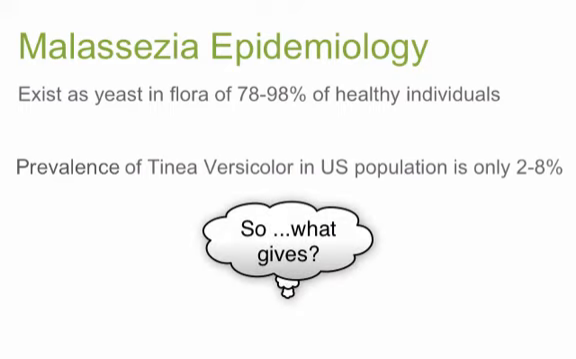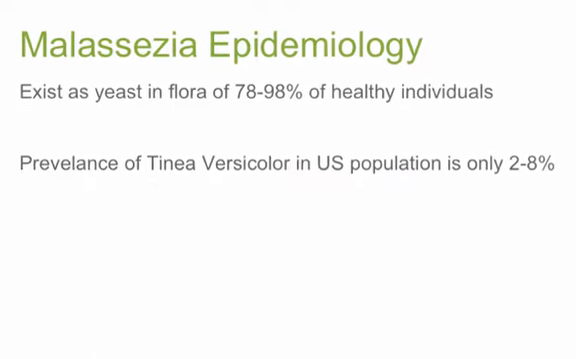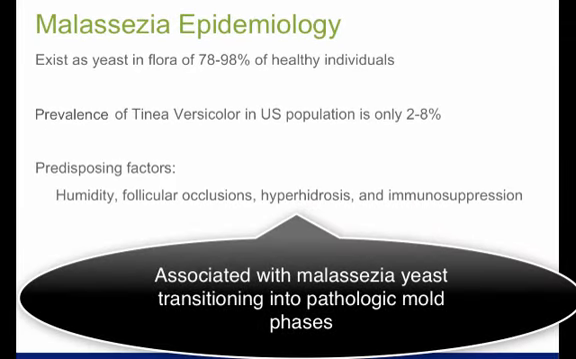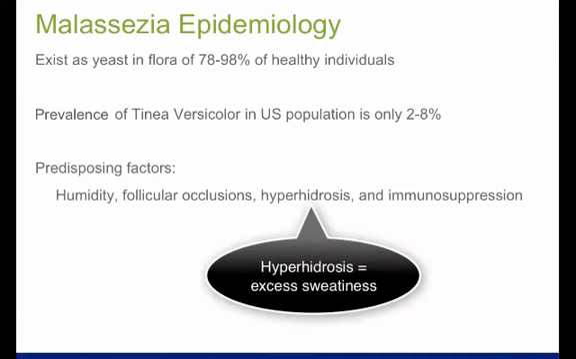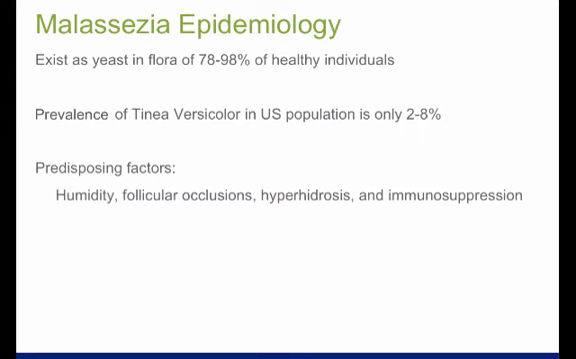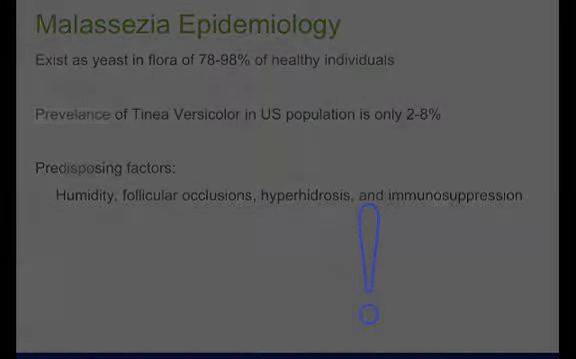So what causes the Malassezia to go from yeast phases in the native flora to disease-causing mold forms in tinea versicolor? The reasons are unclear, but we do know that there are several predisposing factors for this conversion: humidity, follicular occlusions, hyperhidrosis, and immunosuppression being the major four. These risk factors are reflected in the higher prevalence rates we see in humid and tropical climates across the globe, where the rates of tinea versicolor may be as high in some areas as 50%.